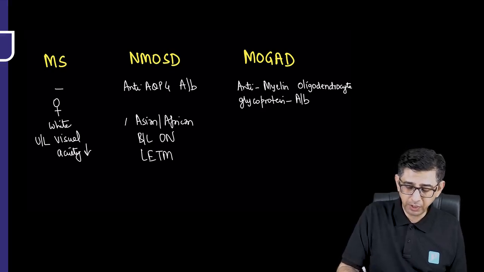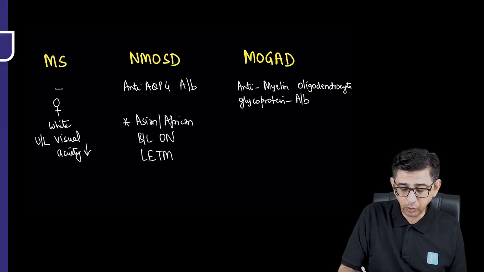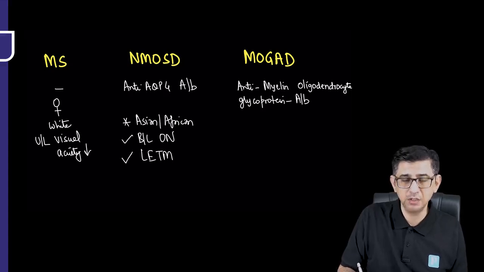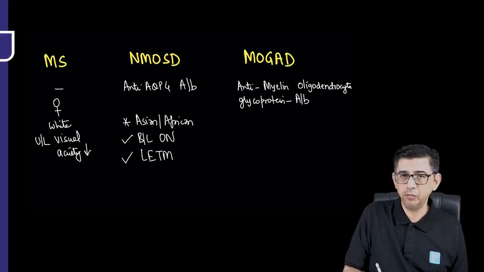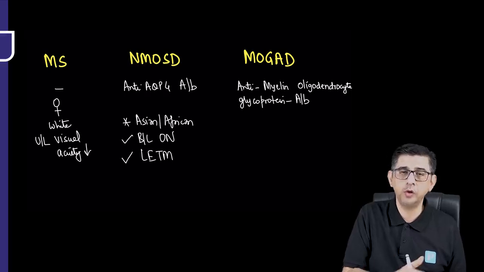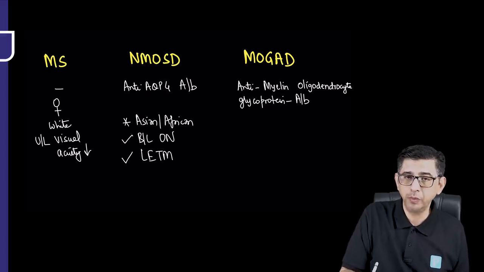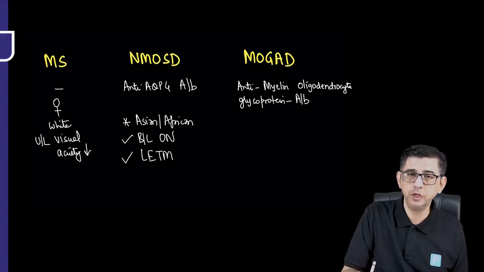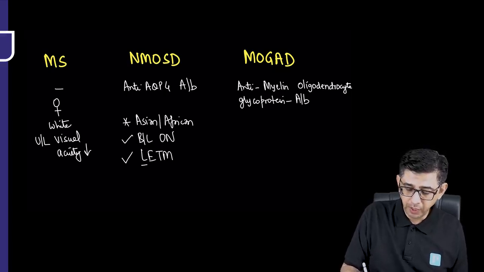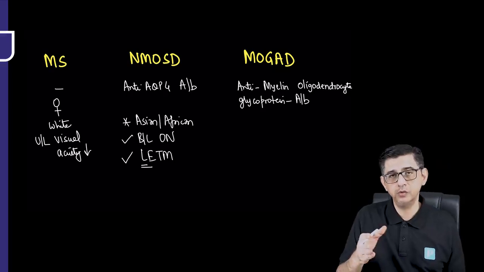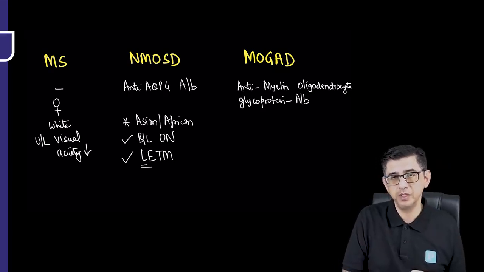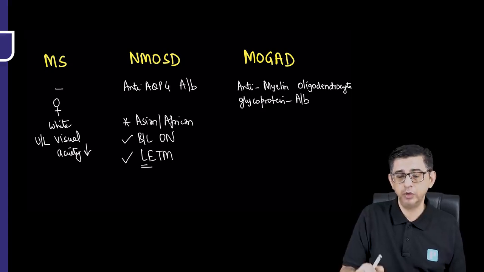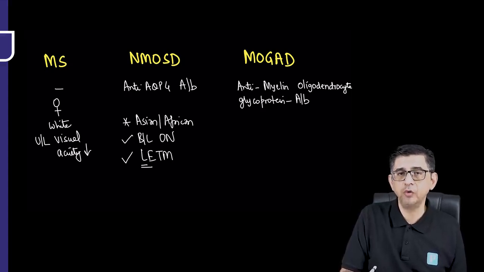So if you read about Asian descent and you have bilateral optic neuritis with longitudinally extensive transverse myelitis, see, the spinal cord can be involved in multiple sclerosis also, but it is not a very common manifestation. But in neuromyelitis optica spectrum disorder, it will always be given in the MCQ: spinal cord involvement, and longitudinally extensive would mean at least 3 contiguous spinal cord segments involved. And to help you, he will also mention an antibody by the name of anti-aquaporin 4 antibody.